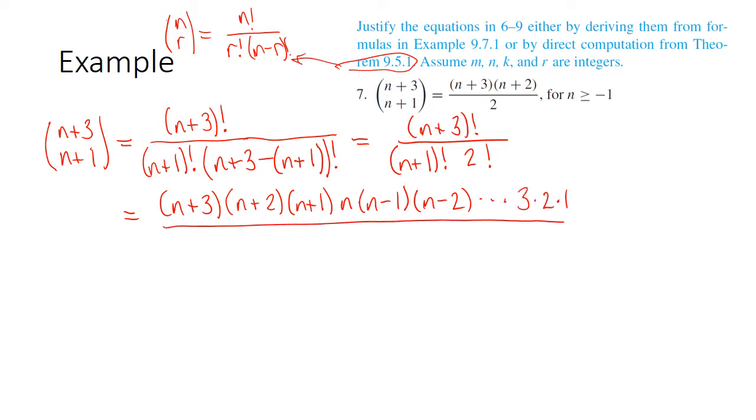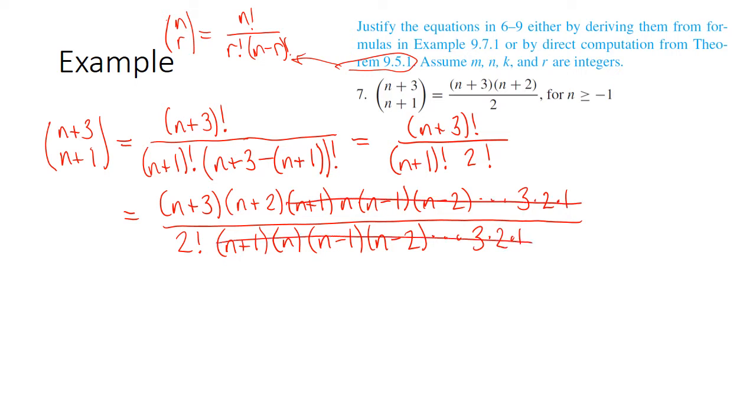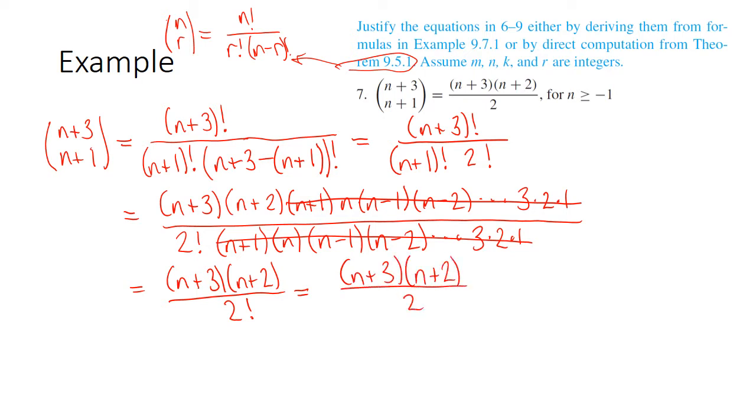And then on the bottom, let me write the 2 factorial part first, and then the n plus 1 factorial. So this will be n plus 1, and then n, and then n minus 1, and then n minus 2. I just keep going down by 1 every time, all the way down to 3, 2, 1. What's going to happen here is a bunch of these are going to cancel out. And then you get n plus 3 times n plus 2, and then the 2 factorial part, which is just 2 times 1, which is 2. So this is going to be n plus 3 times n plus 2 over 2. And you see that is actually the same as the right-hand side up there.